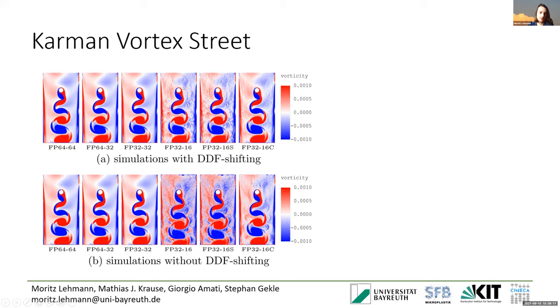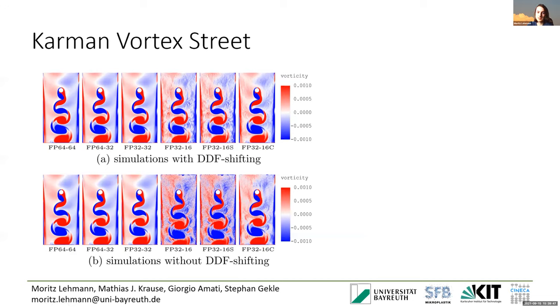However, for the 16-bit floating point formats, you notice in the low vorticity area, there's noise present. I also have to mention that the vorticity is very exaggerated, the range in this plot. So it's like a very overexposed image to see this very subtle noise here. And yeah, the 16 and 16S formats, they do the same. So it means that resolving tiniest numbers does not help here.